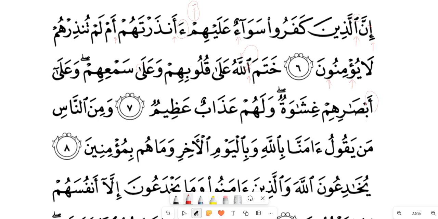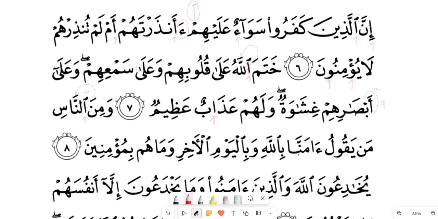Wa'ala absarihim. I am pronouncing this hamza, so this is from the hamzatul qata. This is breaking your sound. You can hear clearly the sound of a. Ghishawatun. Walahum adabun. This is the long vowel. Then waminan nas: this is hamzatul wasl, minan nas, directly omitting both of them. And min yaqulu amanna.